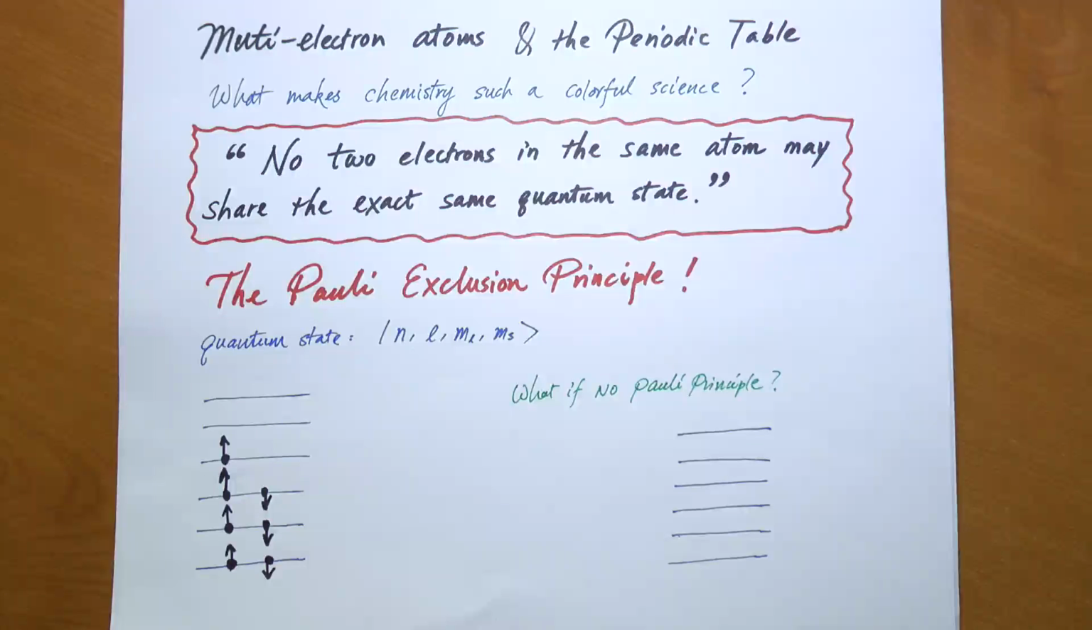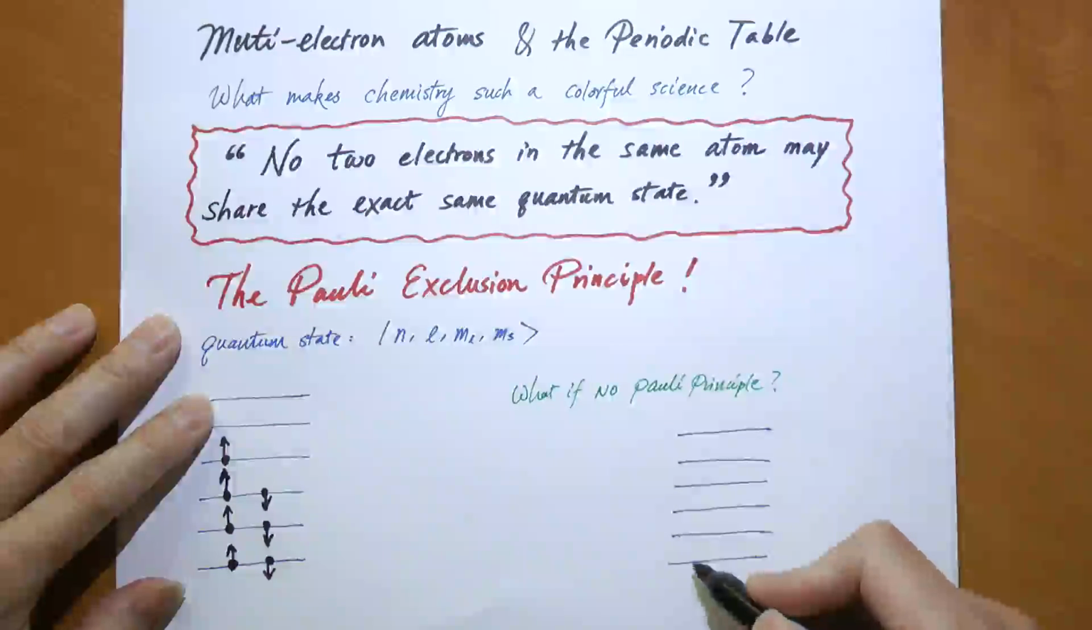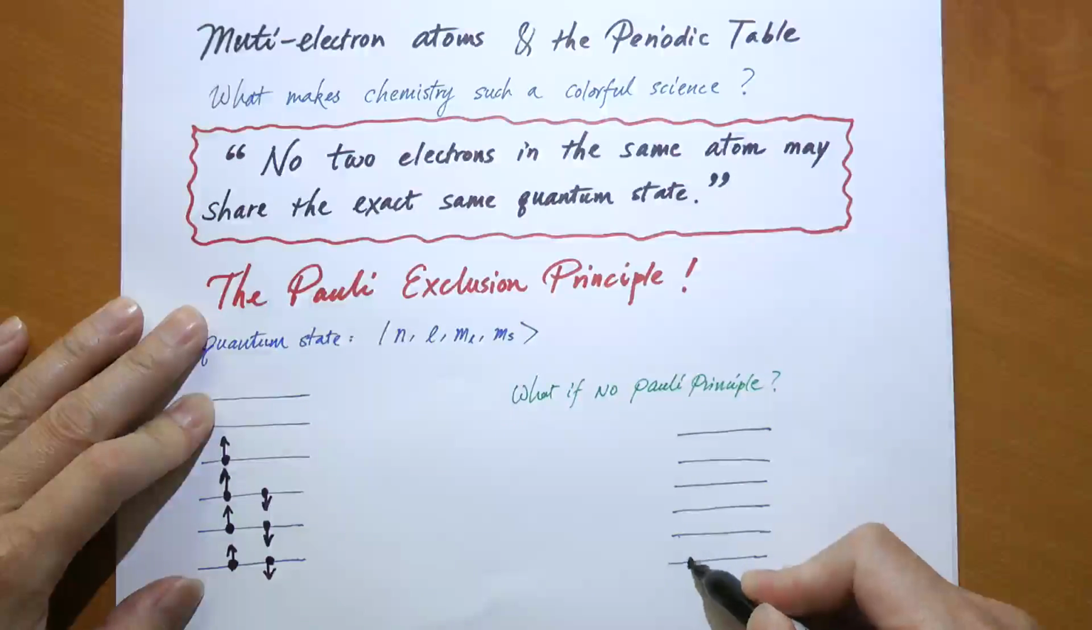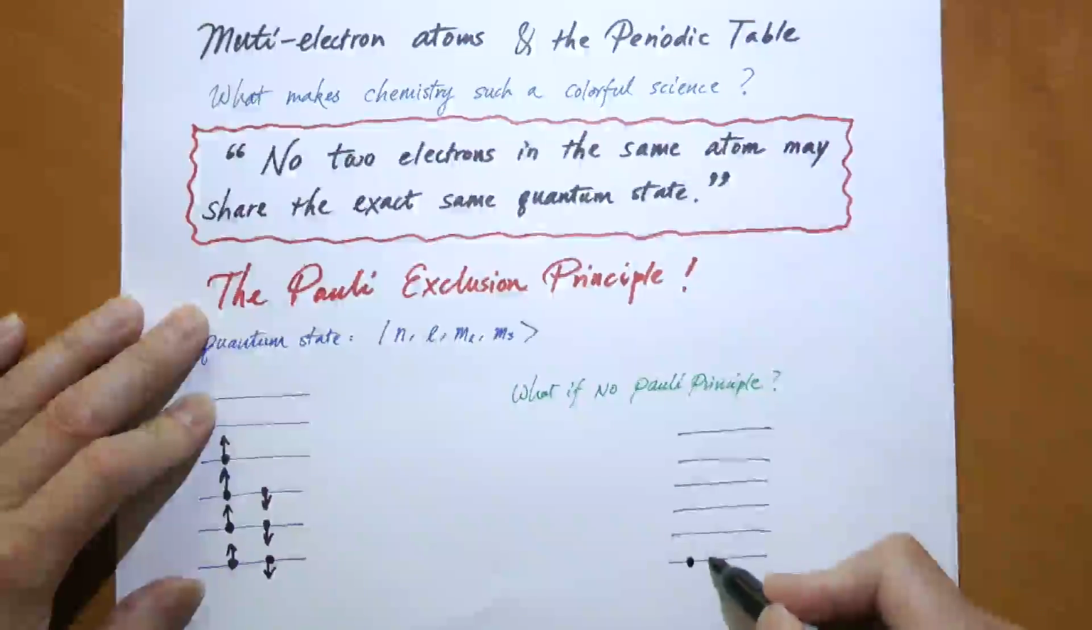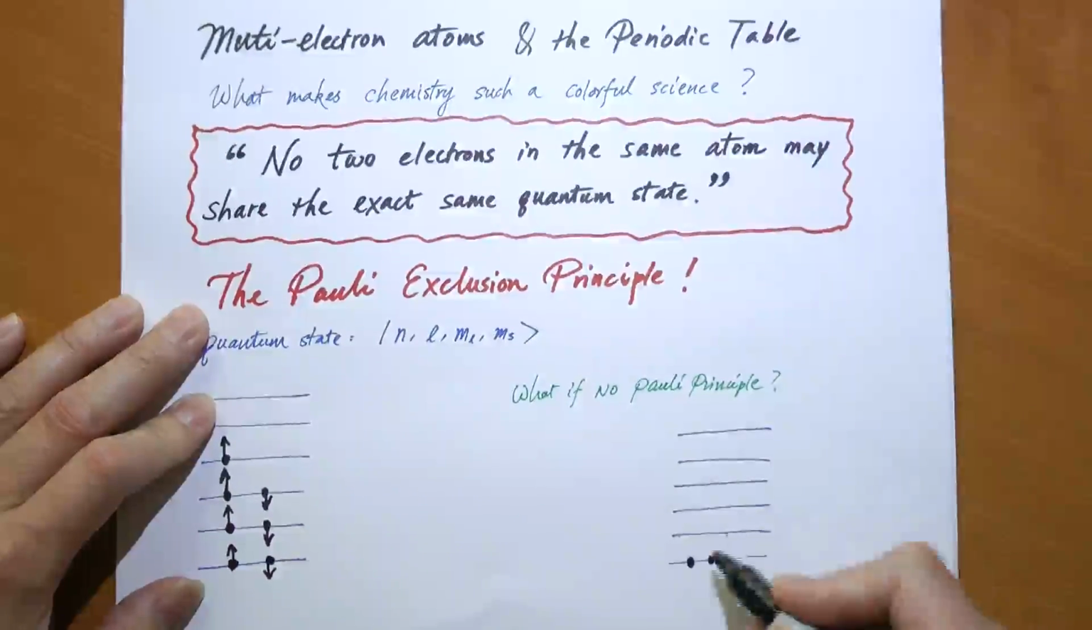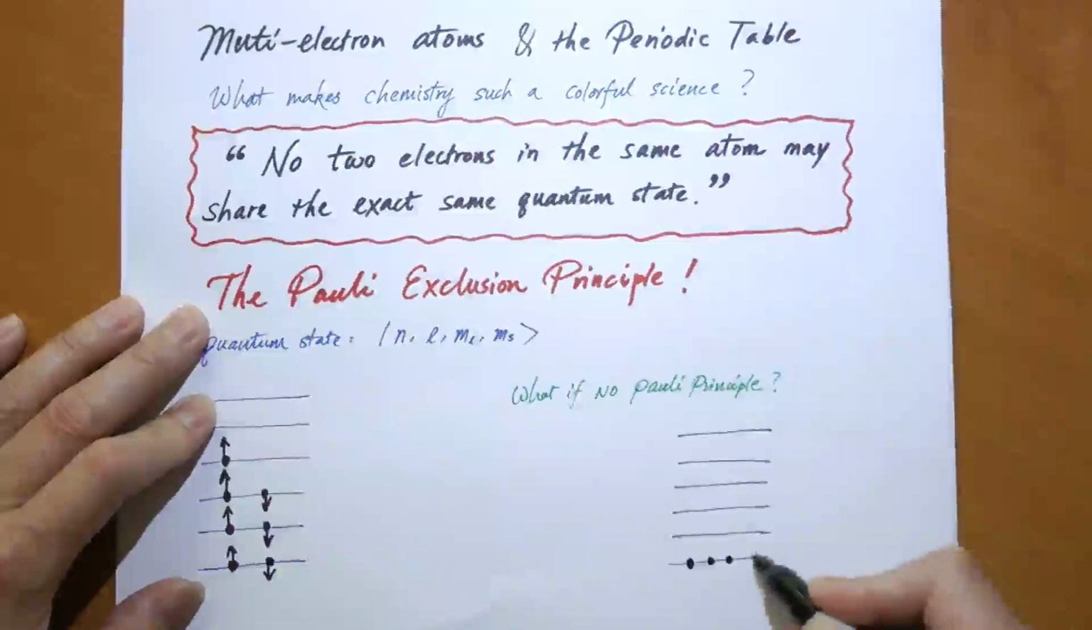But if there were no Pauli principle, in other words, two electrons or even more electrons can share the exact same quantum state, then what do you think is going to happen? Well, again, the atom wants to lower its energy as much as it can, so the first electron will come in, it will stay here. And the next electron says, there's nothing wrong with me staying here as well, so it wants to stay here as well. And even the next one says, I want to stay here, then I want to stay here.